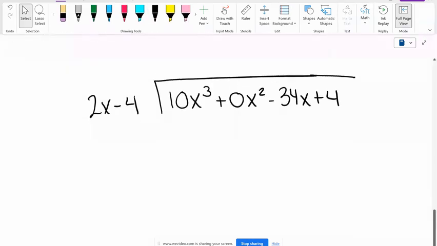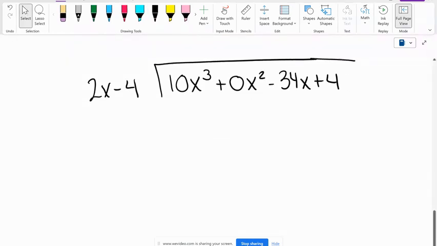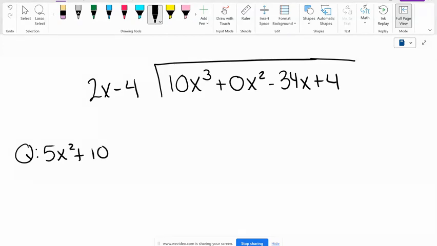All right, somebody tell me what is an answer you got. I'm not going to tell if you're right or wrong. Let's see as many answers as we can get. Dylan, what'd you get? Quotient of 5x squared plus 10x plus 3 with a remainder of 16. And what'd you say your remainder was?